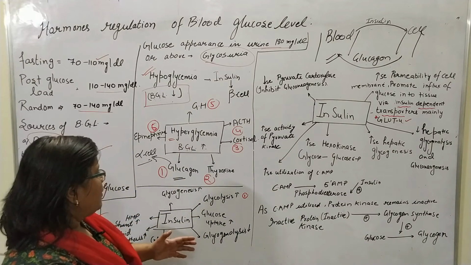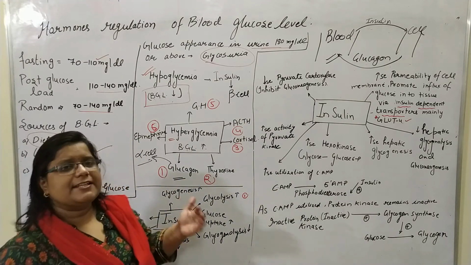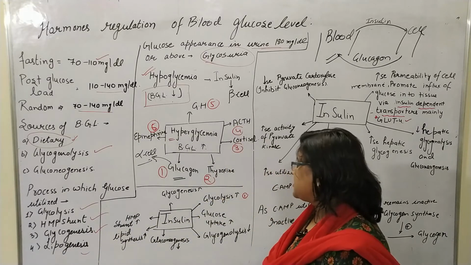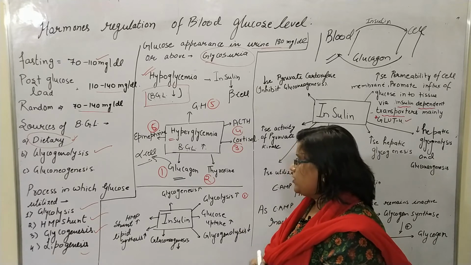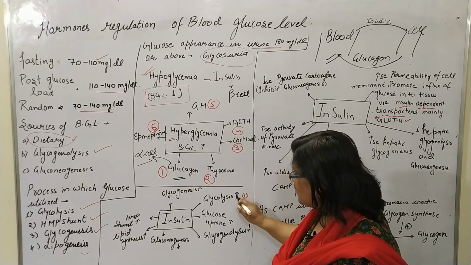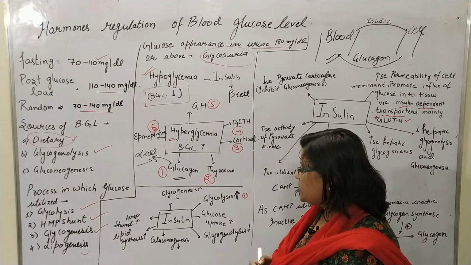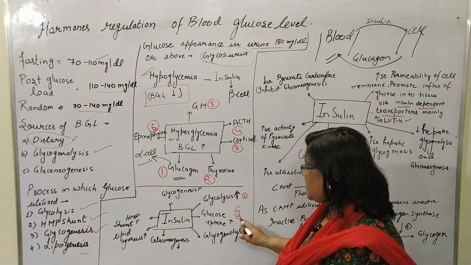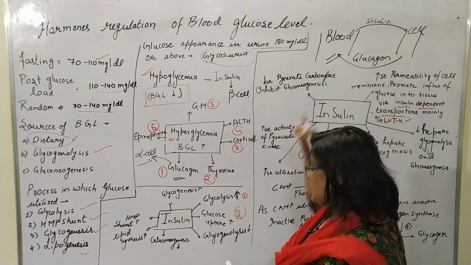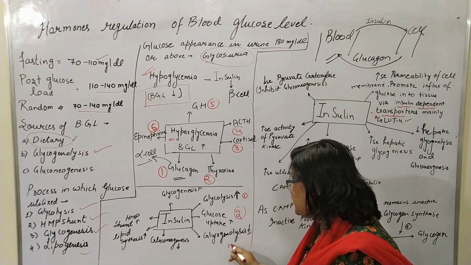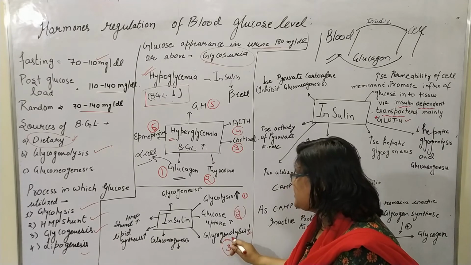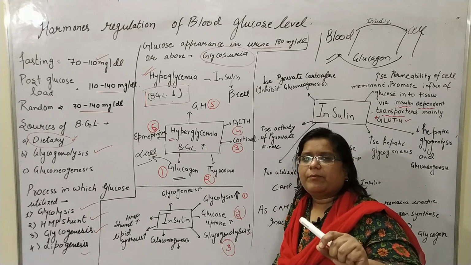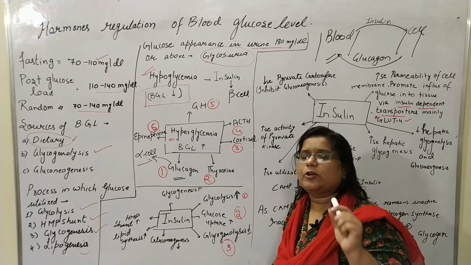Now, insulin increases so many processes so that the glucose can be utilized. In the first process, insulin increases the glycolysis. This sign is for increase. Insulin increases the glucose uptake via the insulin receptor. Third, this is the decrease: insulin decreases the glycogenolysis, the glycogenolytic process, meaning the conversion of glycogen into glucose.